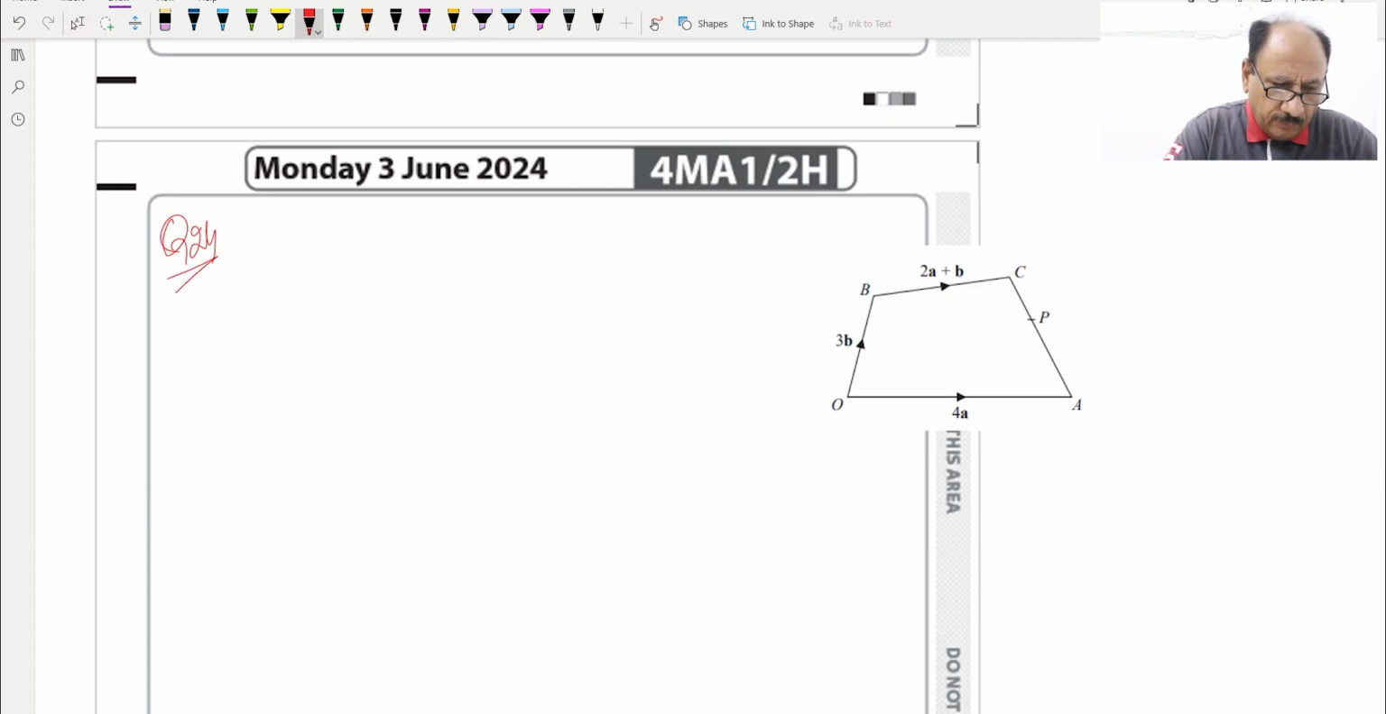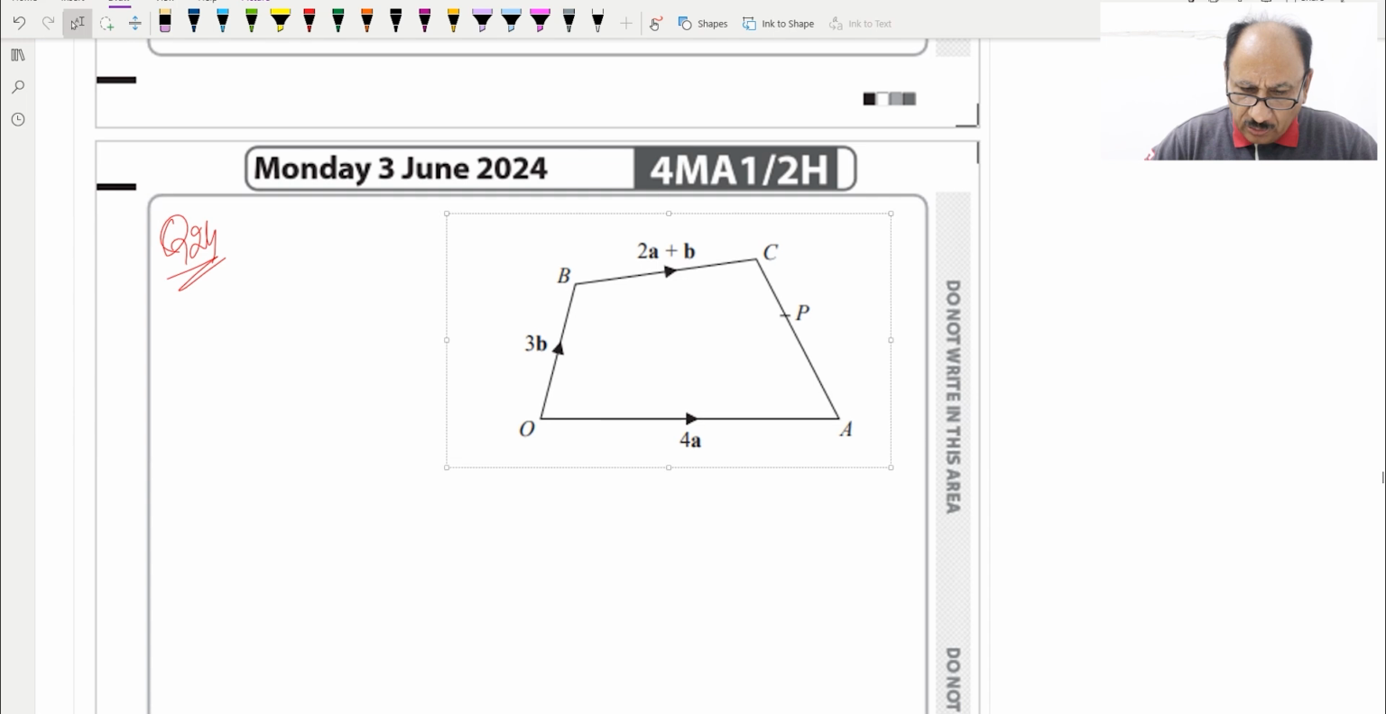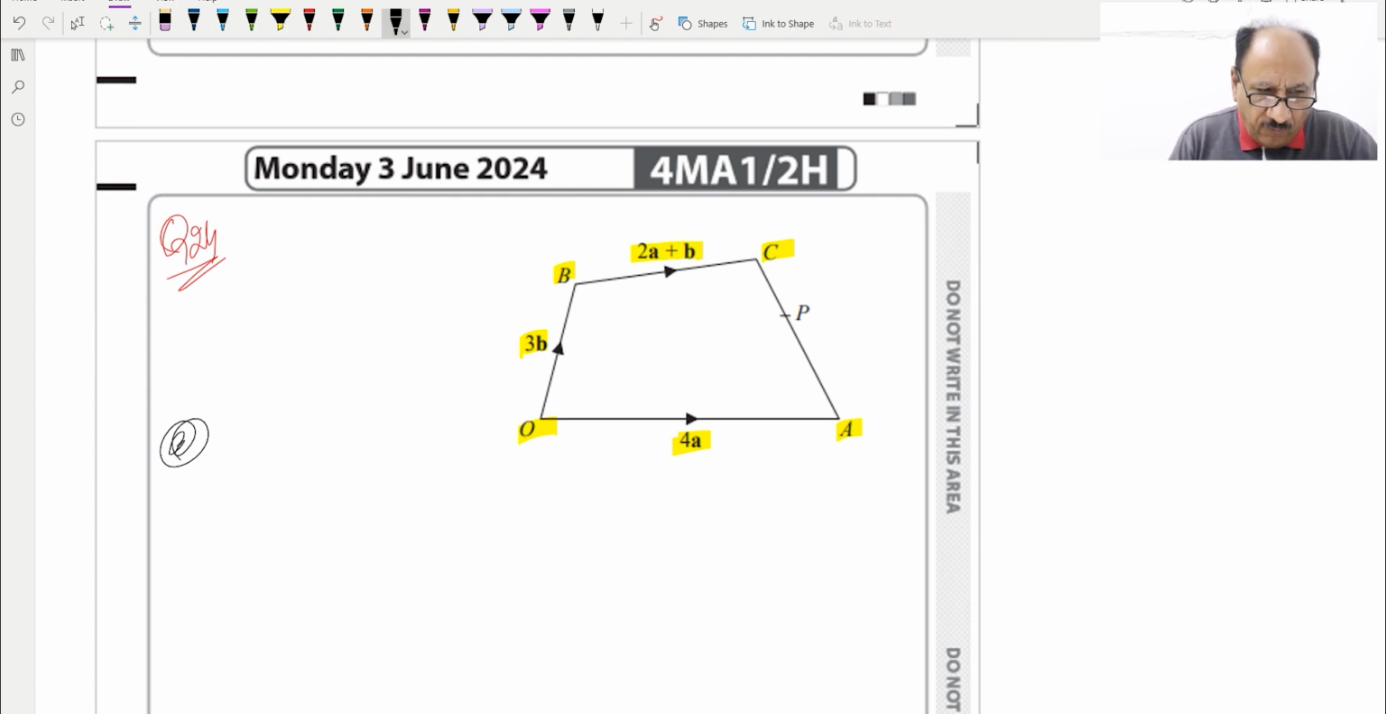Question 24. It's a vectors question. The diagram which we will be referring to is this one, and keep in mind the diagram is not to scale. So the diagram shows a quadrilateral OACB, in which OA is 4A, OB is 3B, and BC is 2A plus B. And in part A they are saying find AC.